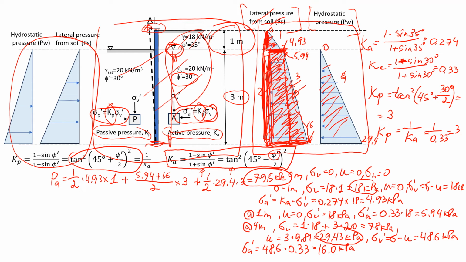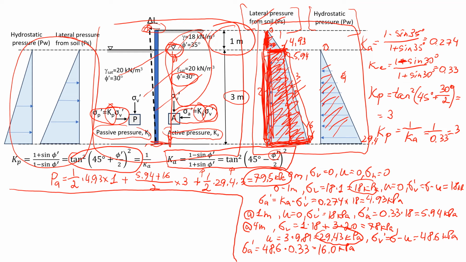So that's the answer. You can do it this way, or if you want to separate this trapezoid into the rectangular and triangular parts, you can do the same. You're going to get the same answer. Okay, so that was active pressure. Now let's do the passive pressure.